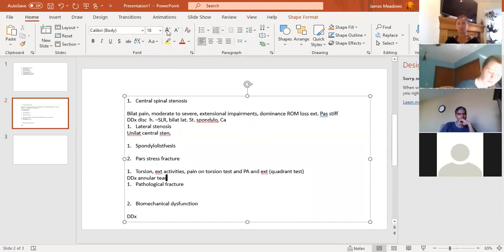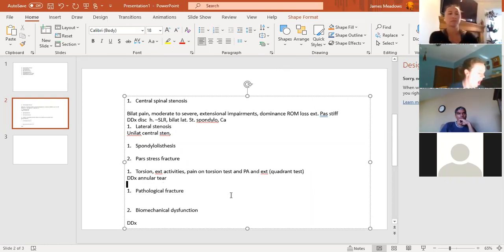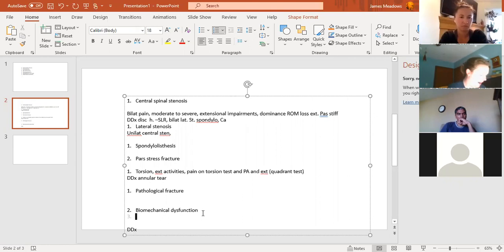Now, the annular tear is much more likely to be heavy trauma, a single incident, but it can tear gradually as well. I doubt whether you can tell the difference clinically between the two. Okay, biomechanical dysfunction. Same thing again, make a list of your diagnostic criteria and we'll go from there.